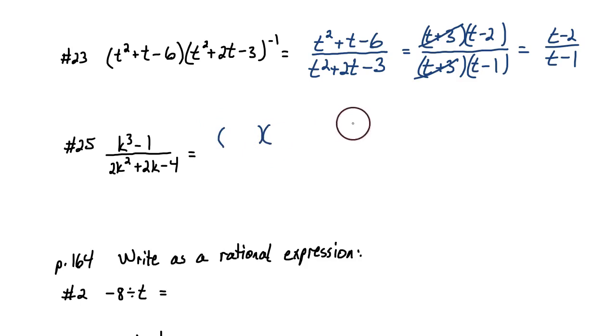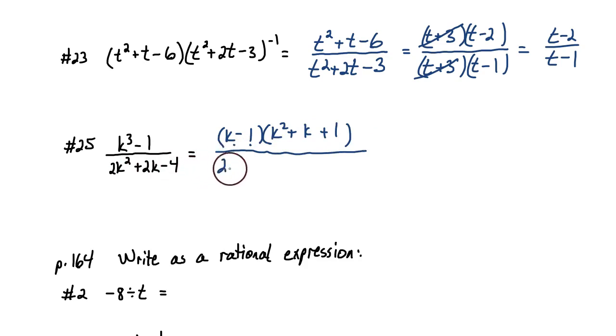Small set of parentheses, longer set. Take the cube root of the k cubed, keep the minus, take the cube root of the 1. Square the k, change to plus, multiply those together, you just get 1k, or just k, and then square the 1. Now down in the denominator, let's factor this.